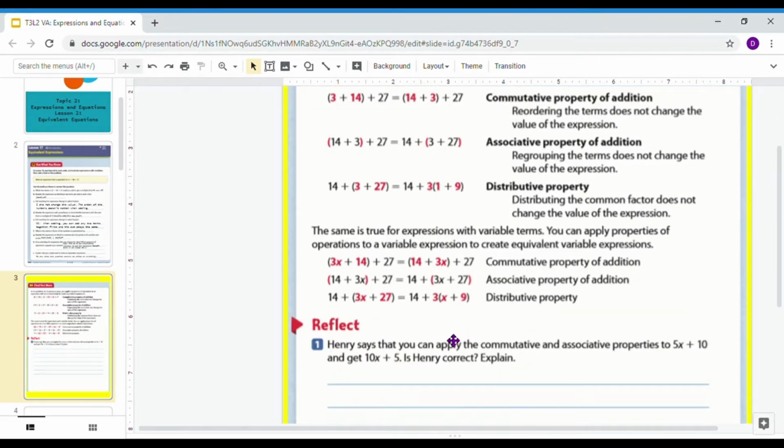So when you have variables in your terms, the same thing is 100% true. As you can see, all they did was add in a variable, a letter x. The first one shows the commutative property where they switch the order and it still gives you the same answer. And the second one shows the associative property where they change the parentheses and it doesn't change the answer.